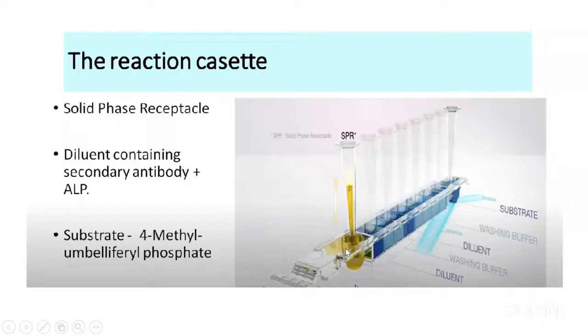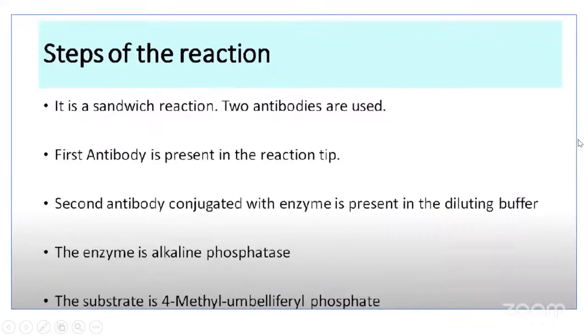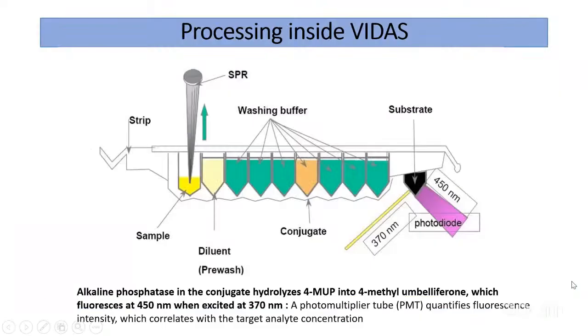So this works like a pipetting device, and multiple times it will go up and down. It will do the buffering and the washing, everything will happen inside. So there is a sandwich reaction. Two antibodies are used, and I am telling this again and again. First antibody at the reaction tube, secondary antibody conjugated with alkaline phosphatase, and the substrate is 4-methylumbelliferyl phosphate.